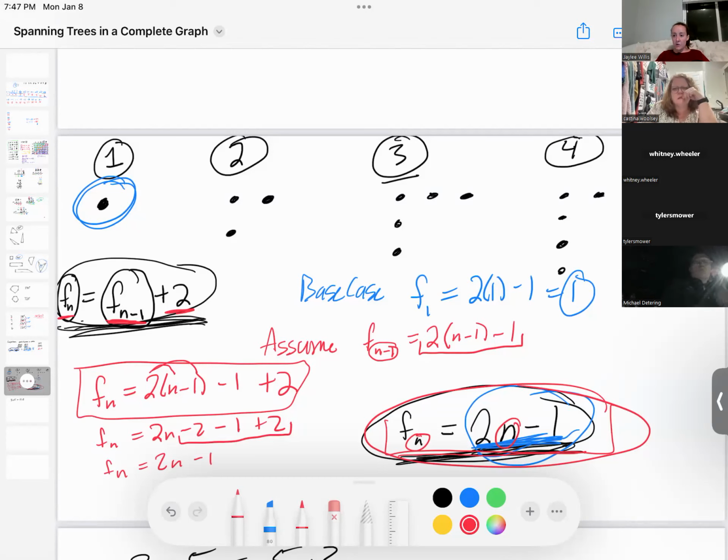So the idea of induction is basically you prove that it's true for one thing, and then you prove that assuming that the term right before whatever term you're looking for follows the rule you're trying to prove, that implies that the next term is.